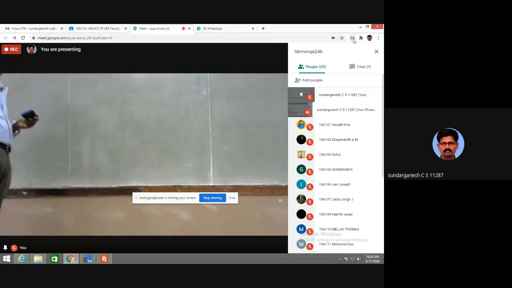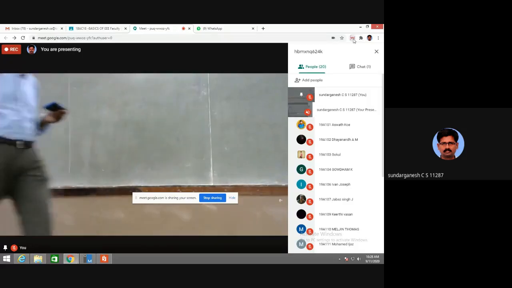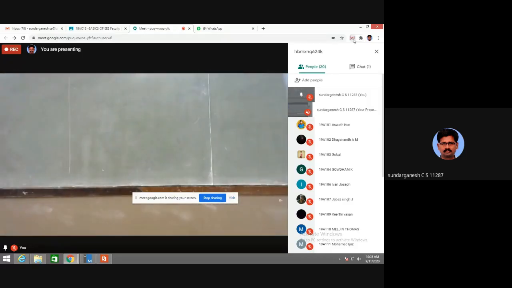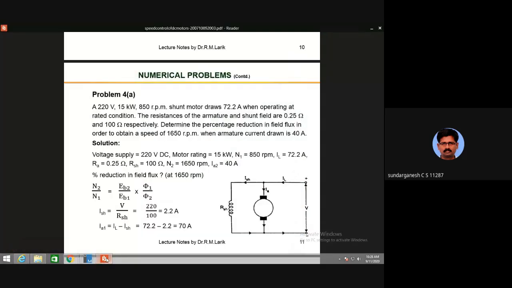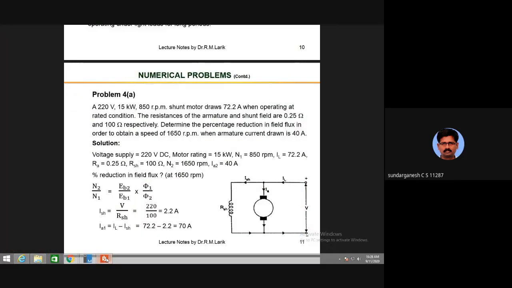So the problem I have not written. First I write the given data. So I have to move to that slide only. So first I write the given data.